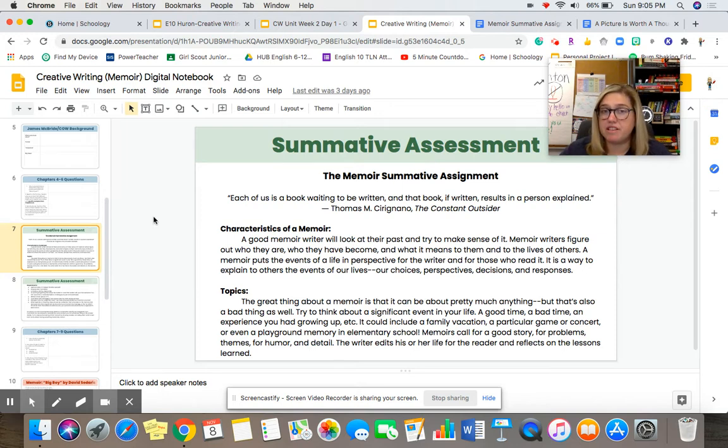So the summative assessment is going to be your writing of a memoir, a memory from your life. Okay, here's some characteristics of a good memoir. They look at the past and they make sense of it. You're going to take a moment in your life and tell us what the lesson was from that moment. Memoir writers figure out who they are, who they have become, and what it means to them and to the lives of others. A memoir puts the events of a life in perspective for the writer and for those who read it. It is a way to explain to others the events of our lives, our choices, perspectives, decisions, responses. So that's what we're looking for in the moment that you choose to share with us in your memoir.